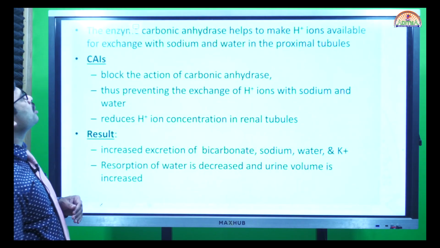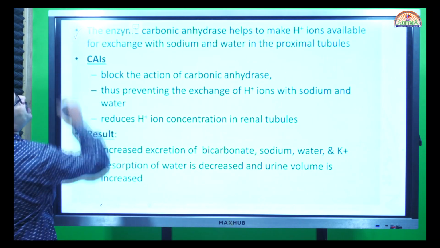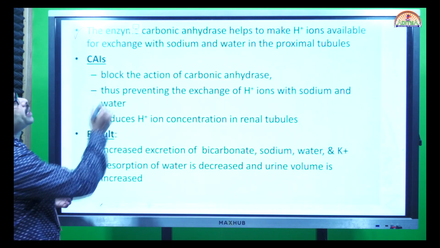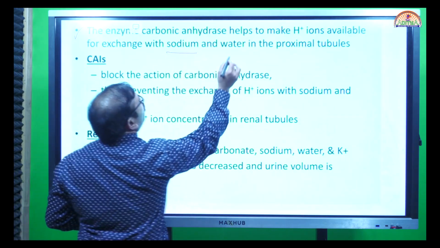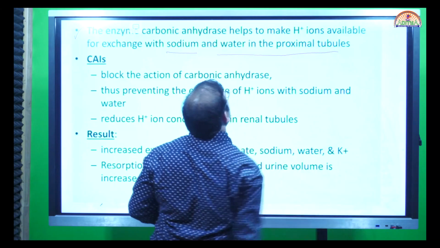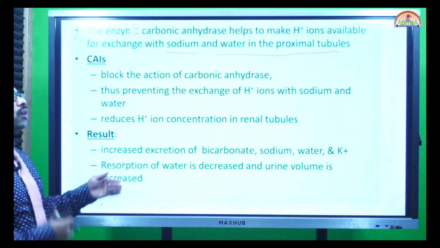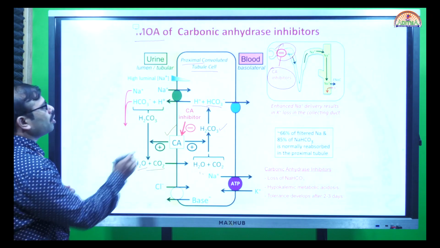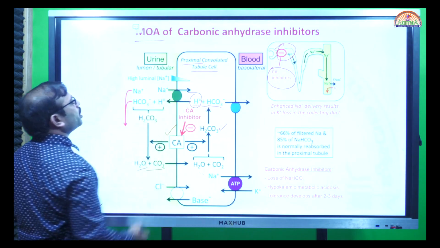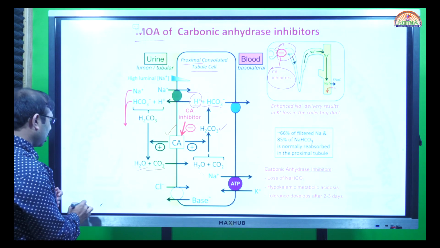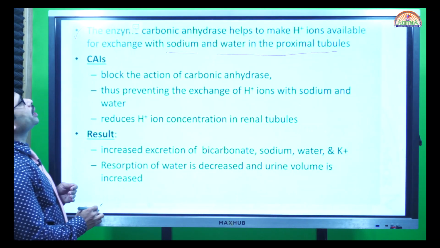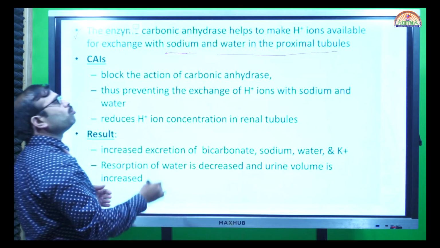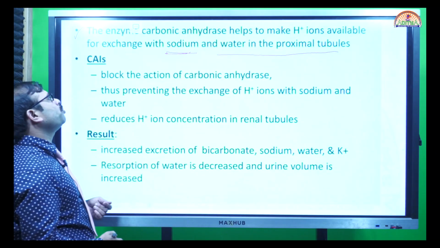So the exact mechanism is that the enzyme carbonic anhydrase helps to make the H plus ions available for exchange with the sodium and water in the PCT, the proximal convoluted tubule. It makes more H plus ions available, and this greater availability of H plus ions leads to the exchange of H plus ions with the sodium ions, followed by the water molecule, in the proximal convoluted tubule, that is called PCT.